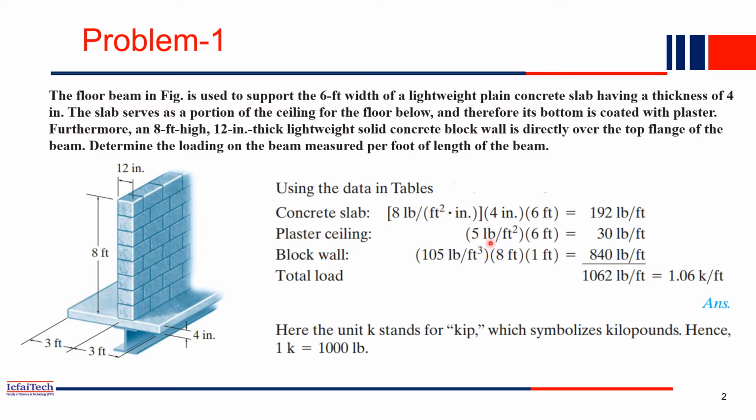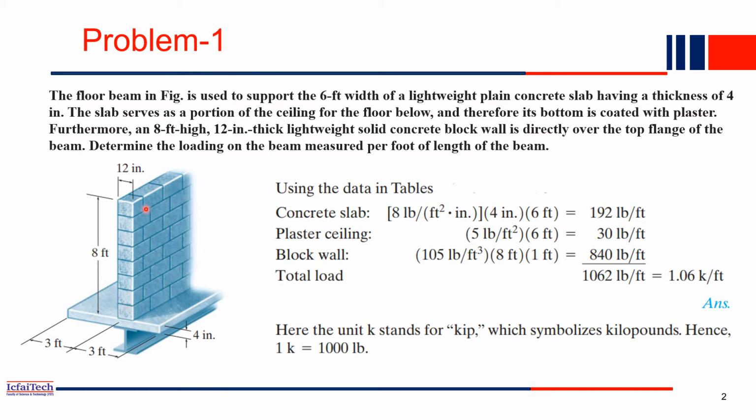What is the density of plaster? What is the density of the concrete slab? All these things. So 5 pound, and the plastering length is 6. That's why it is 6. So we will get 30 pound per feet. Load is coming from plaster, and from the concrete slab 192 pound per feet is coming.